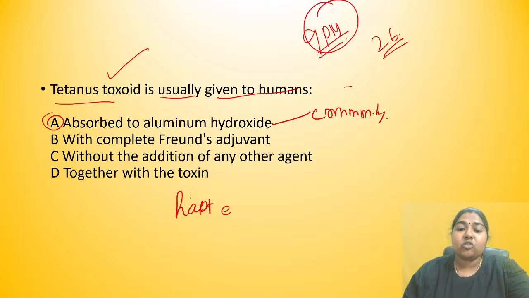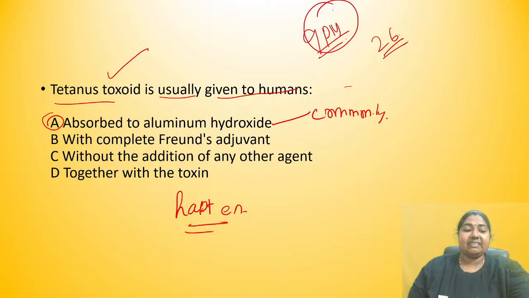So now you understand. What happens? Certain antigens will not be immunogenic. So what you have to do is add something and make them a carrier, so that they get transported inside. So that is what it is.